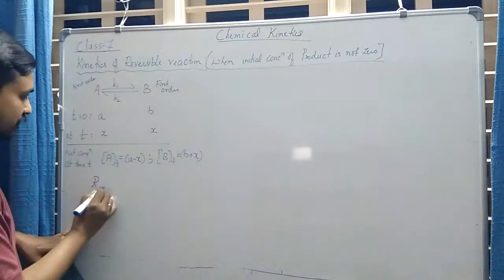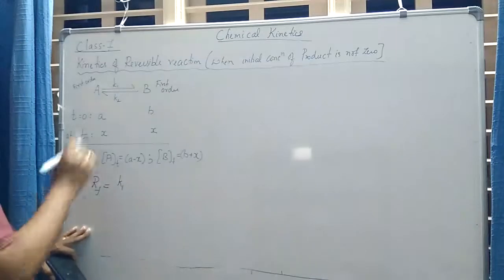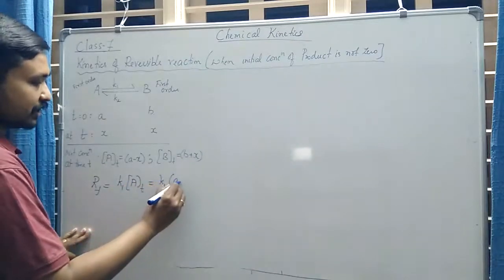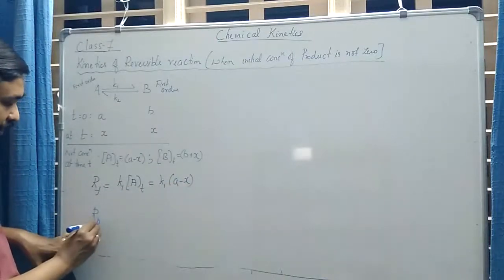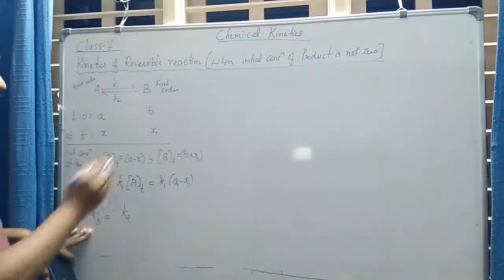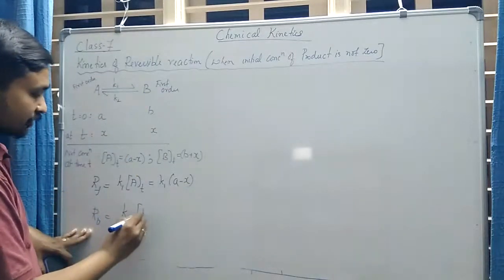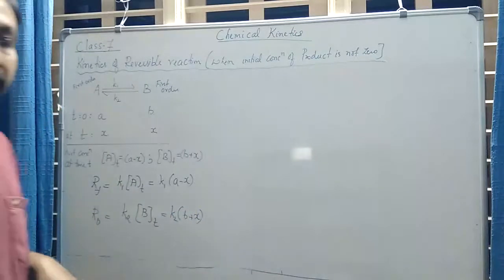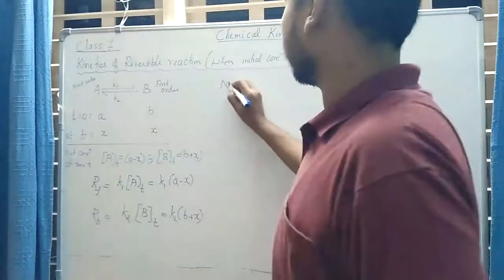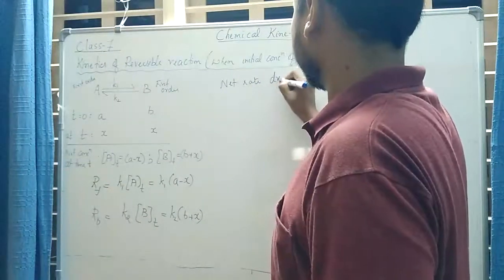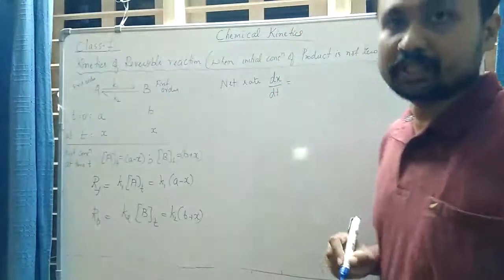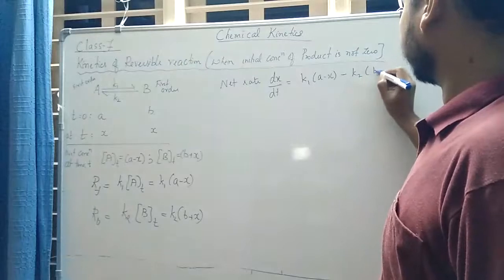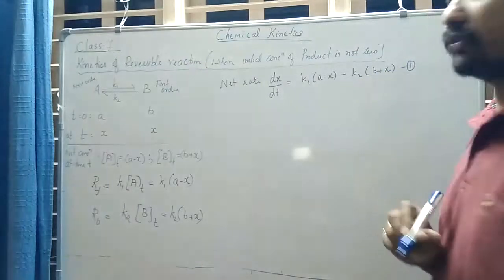So what is the rate of the forward reaction now? The rate of the forward reaction is the rate constant of the forward reaction into the concentration of the reactant at time t, which is K1 into A minus X. Similarly, the rate of backward reaction is the rate constant of the backward reaction into the concentration of B at time t, that is K2 into B plus X. And as I already told in the previous class, for a reversible reaction the net rate dx by dt is the rate of forward reaction minus the rate of backward reaction, that is K1 into A minus X minus K2 into B plus X. This is the net rate of the reaction.